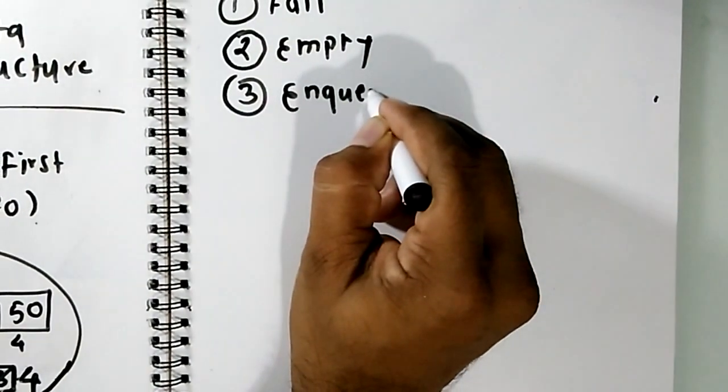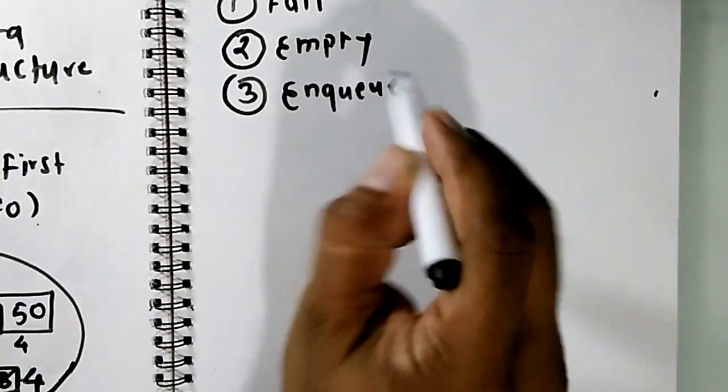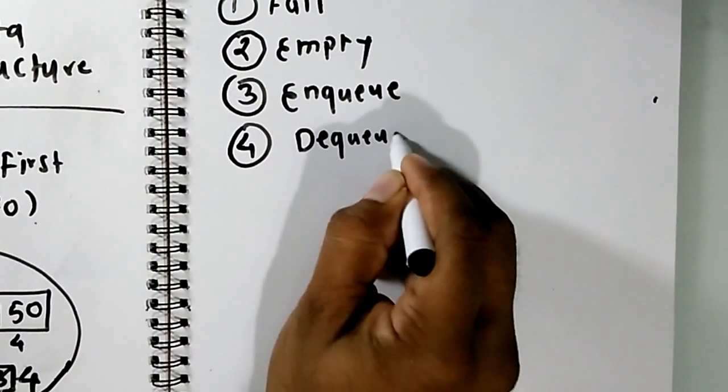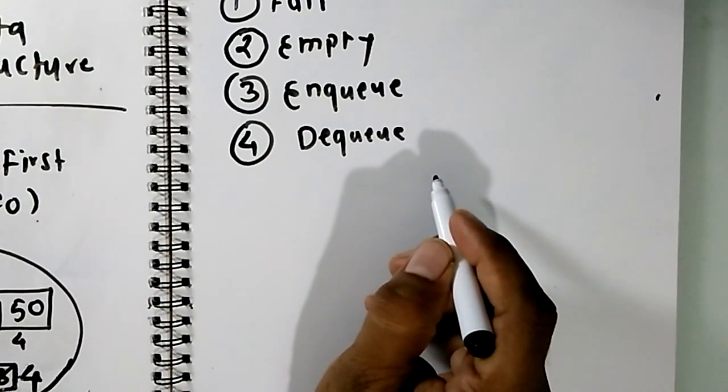NQ means inserting elements in the queue, and it is called the NQ operation. Fourth is the DQ operation. Deleting an element from the queue is called the DQ operation.